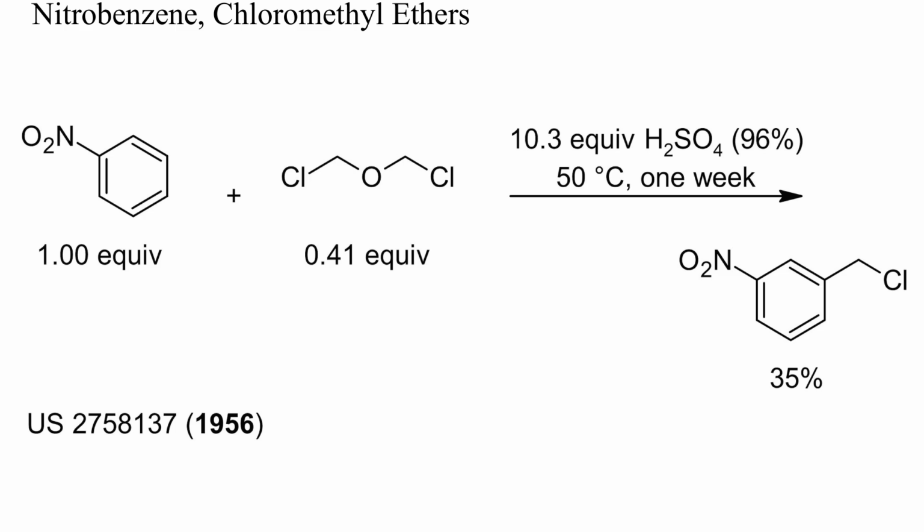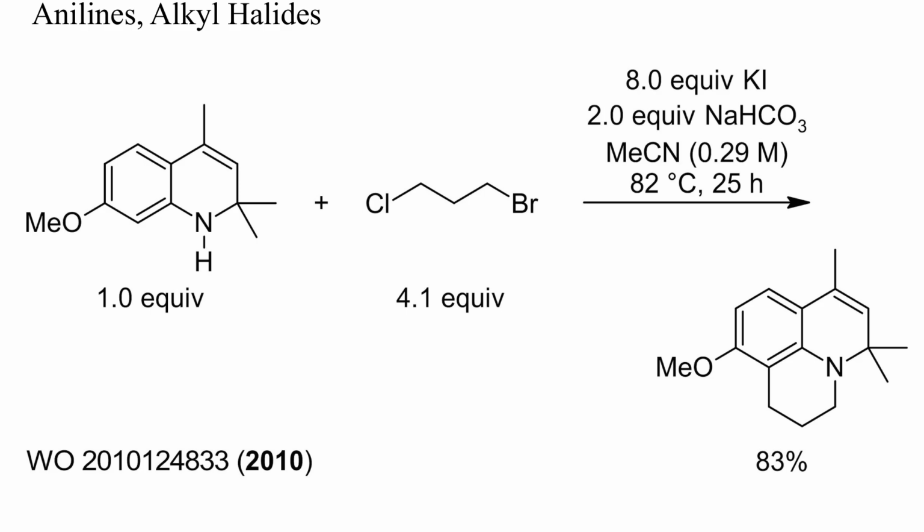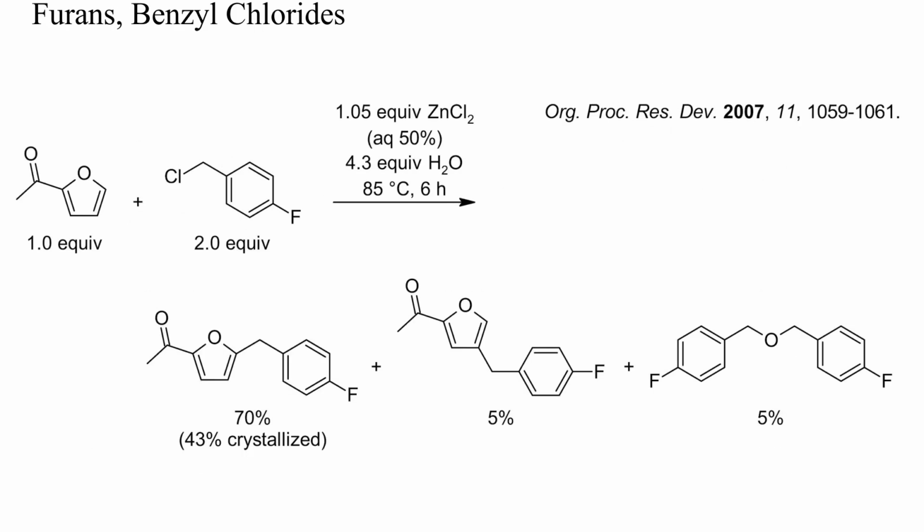Benzoic acids can also be alkylated under such conditions. Bis-chloromethyl ether is a synthetic equivalent of formaldehyde and a dangerous carcinogen. Chloromethyl ethers are always formed in reactions involving formaldehyde and hydrogen chloride. Much more reactive than nitrobenzene are anilines and phenols. In this example, a dihydroquinoline was alkylated both at nitrogen and at carbon with bromochloropropane under slightly alkaline conditions in refluxing acetonitrile. Sometimes Friedel-Crafts alkylations succeed even in water.